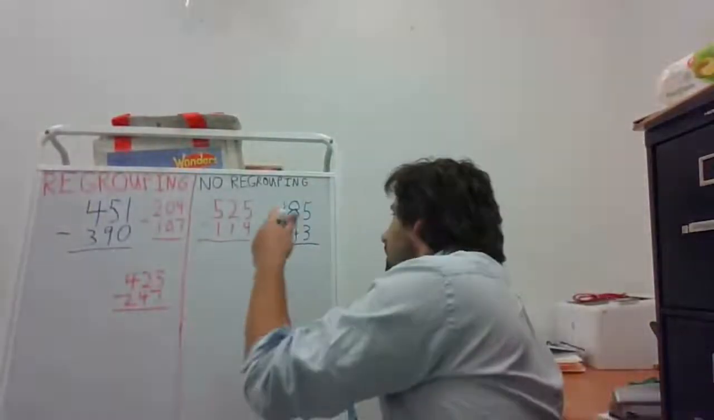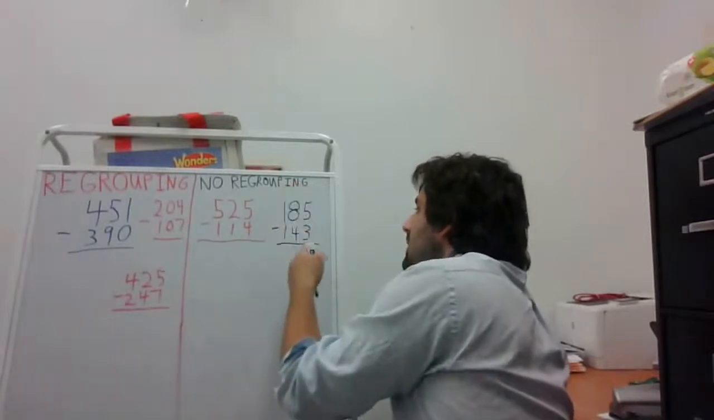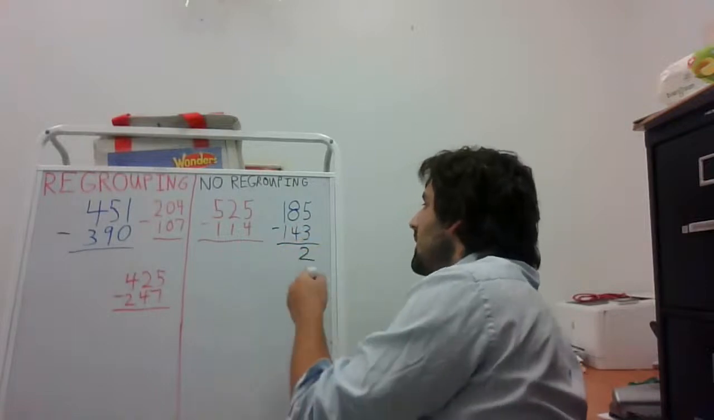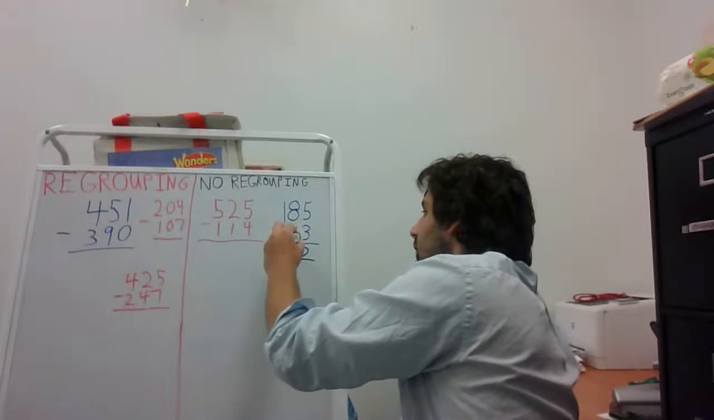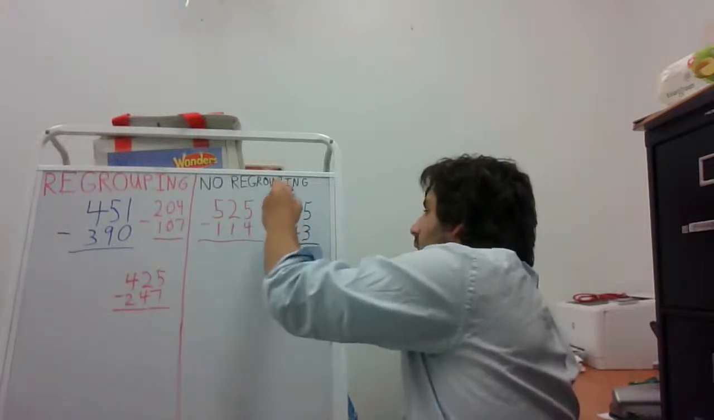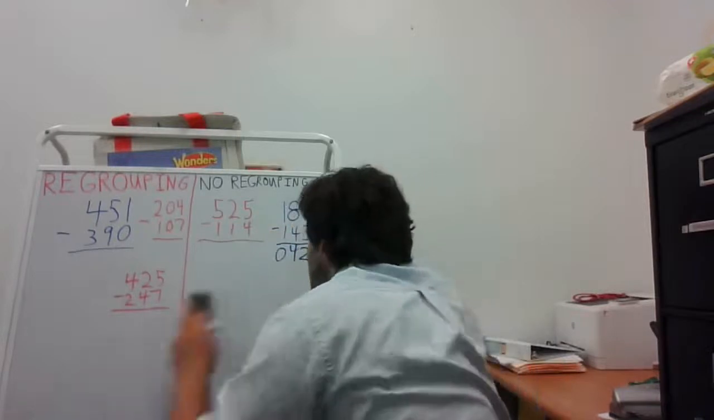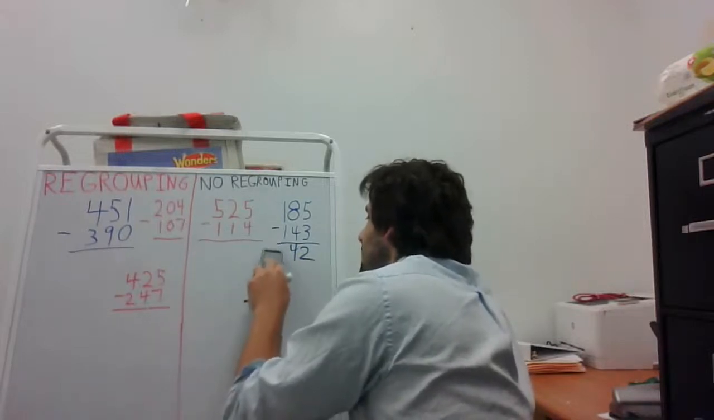So when you don't need to regroup, it's just basic subtraction. You go to the ones place, you subtract 5 minus 3. 5 minus 3 equals 2. 8 minus 4 equals 4. 1 minus 1 equals 0. You could put a 0 there, or you could just leave it blank. Usually, when there's a 0 in the hundredths place, you just leave it blank.